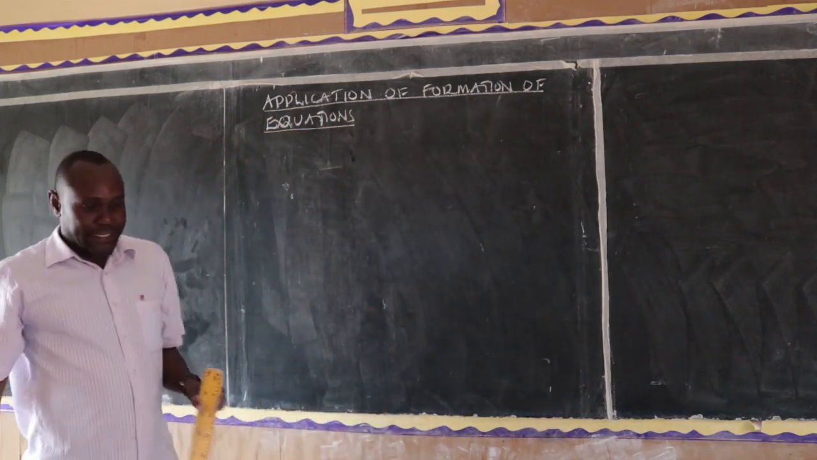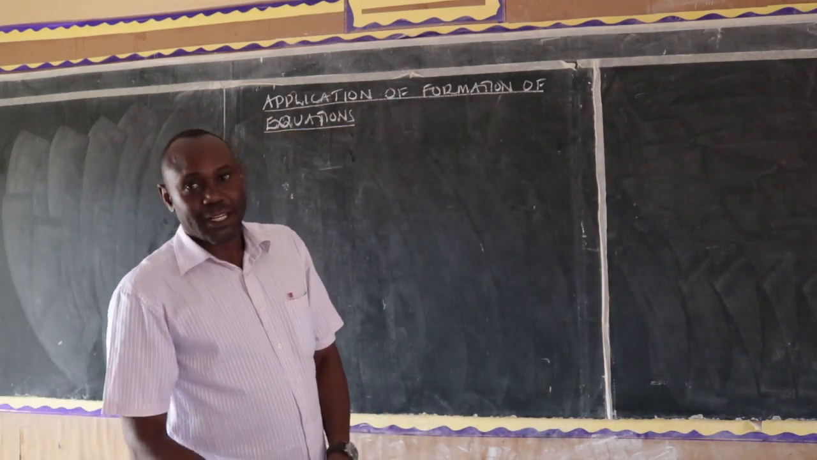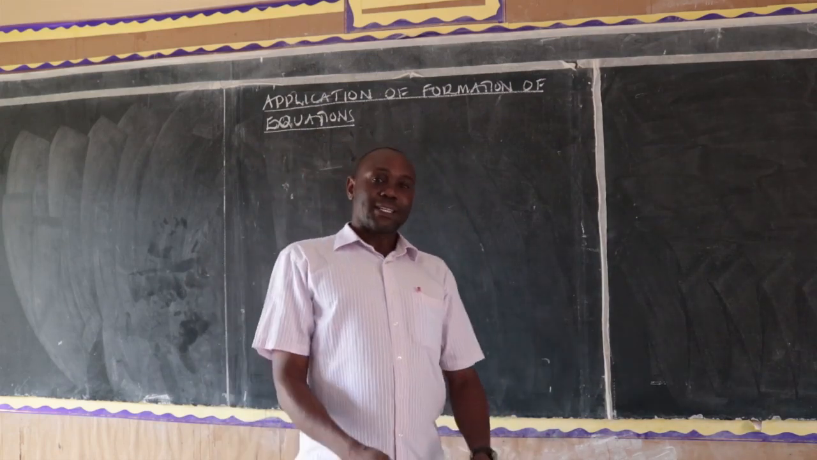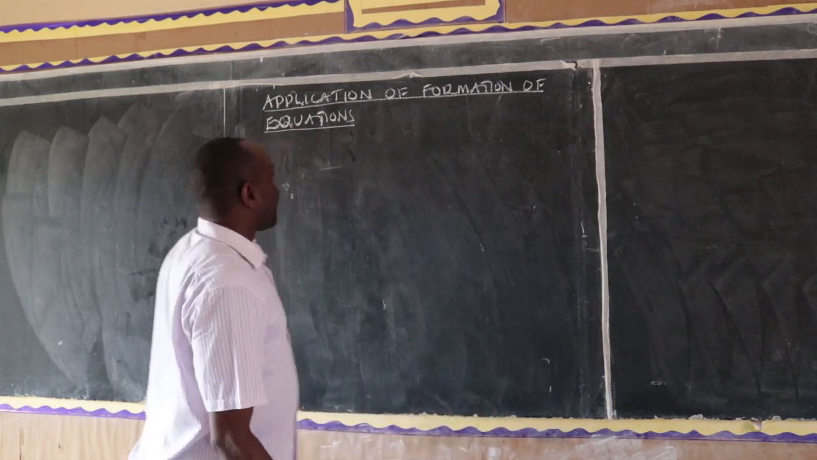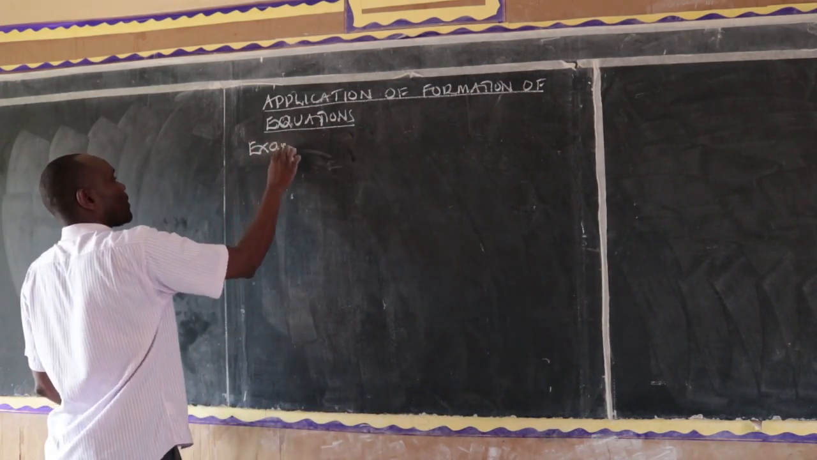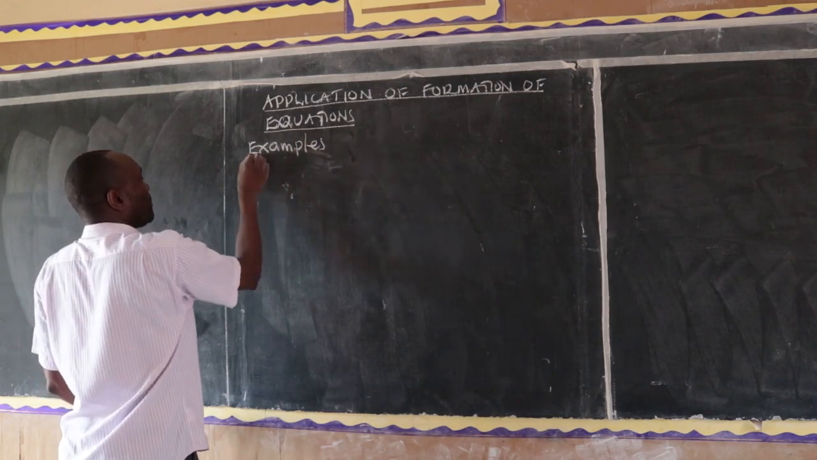At least we have looked at the rectangle, we have looked at an isosceles triangle, we have also looked at a cuboid, but it has a brother, that is a cube. So let's look at examples.